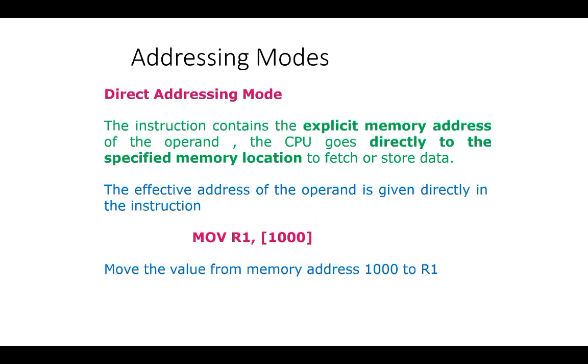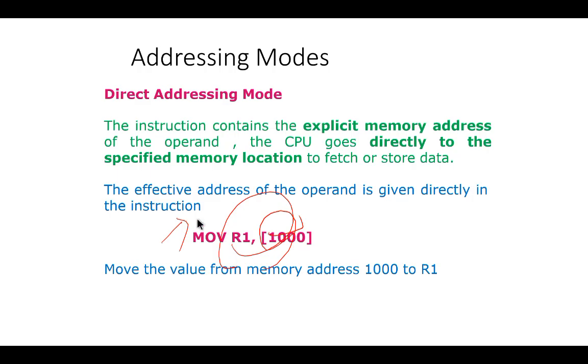The next addressing mode is the direct addressing mode. From this instruction, we see move R1 comma 1000. Here the explicit thing mentioned is the memory address. From the instruction itself we can explicitly get the memory address. Here 1000 gives the explicit memory address of an operand.